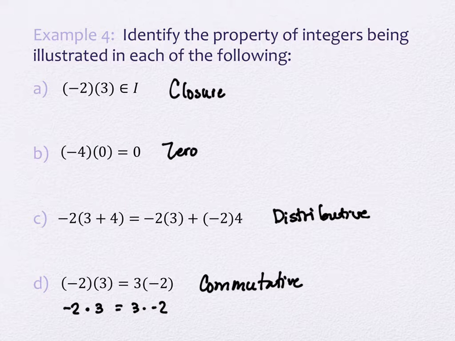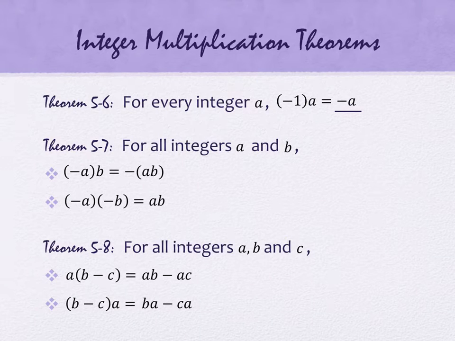Okay, so we have a few more theorems, and then we're going to move into division. Some of these theorems are just expressing some things that we have done before in a different way. So for every integer a, if we have a -1 times a, it's going to equal -a. Right, that's what we mean when we're talking about that. It's going to change the sign.